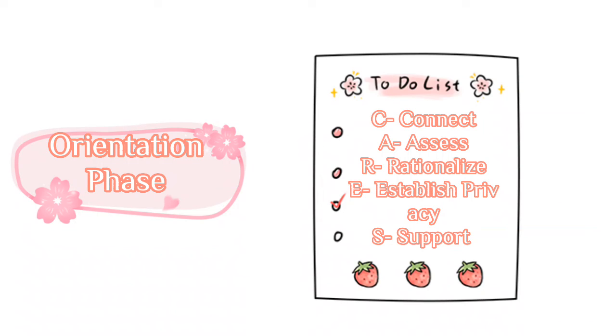R. Rationalize. Explain procedure to the patient, including what he will feel and is expected to do. E. Establish privacy. Provides privacy. Ask visitors to step out, drapes appropriately. S. Support. Uses good body mechanics, positions bed or treatment table to a working level, lowers the near side rail.